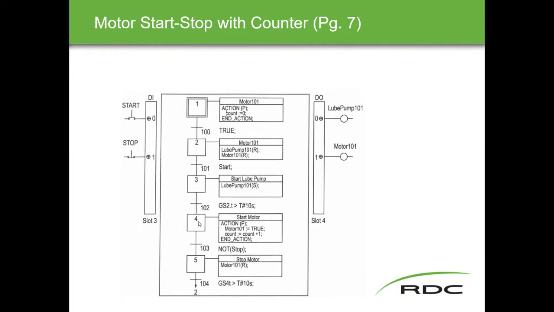When we get to step four, motor 101 tag here gets set to true, aka the motor starts. The counter increases by one because we've started the motor. We press the start button once, so it's a pulsed action. Hence, we have the syntax in here that represents a pulsed action. And then it'll continue to run as long as stop is not pressed. If stop gets pressed, then this transition becomes true. Step five will execute, which involves a motor 101 R instruction, which will reset the motor. And that will become true after 10 seconds of running. So the loop pump will stay on for 10 seconds and then the motor will turn off.